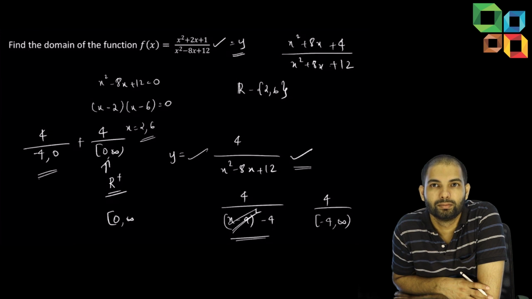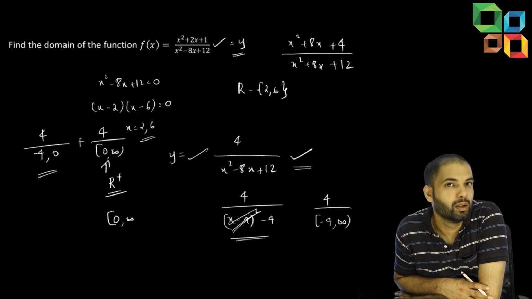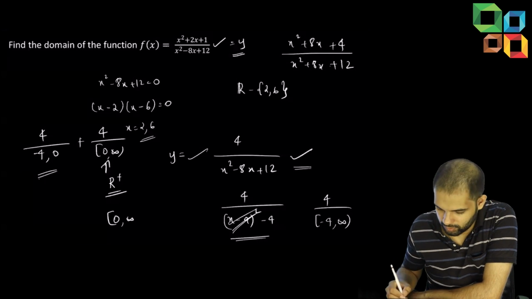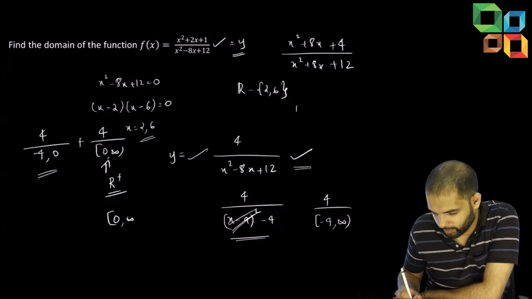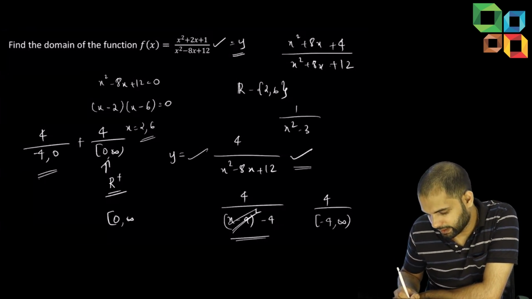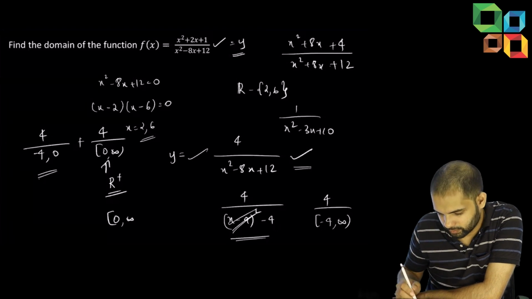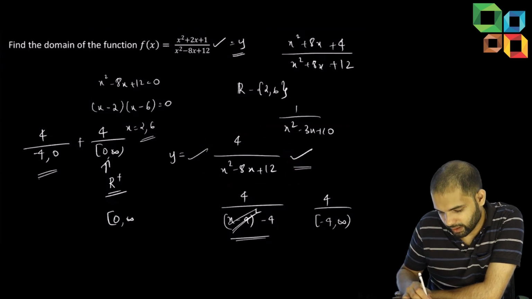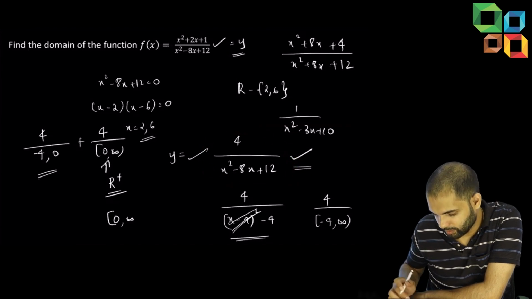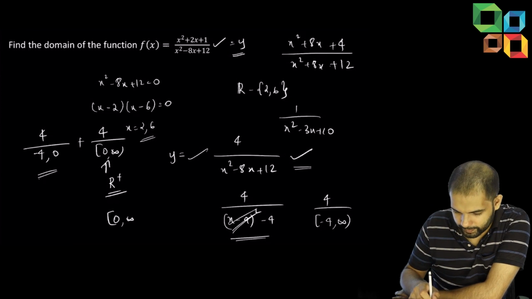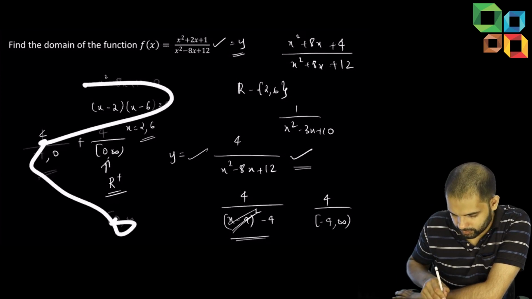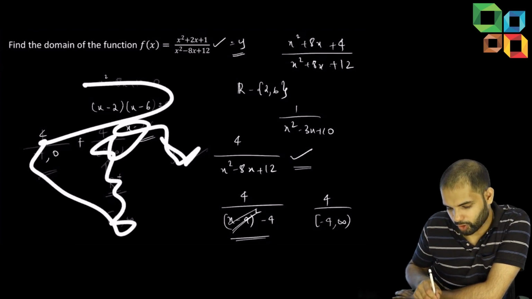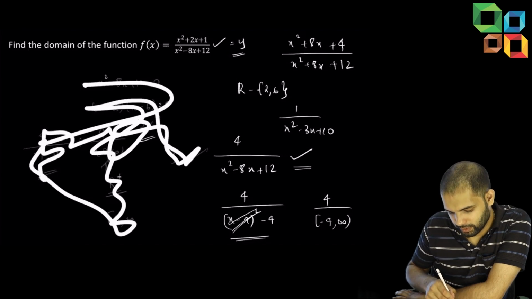Like you had given a question, 1 divided by x square minus 3x plus 10. Yes, 1 divided by x square minus 3x plus 10. Okay, same method. Here the roots will be imaginary. Okay, still it doesn't matter. So what would be the answer? Would it be all reals except 0? What are you talking about? Domain or range? Range.